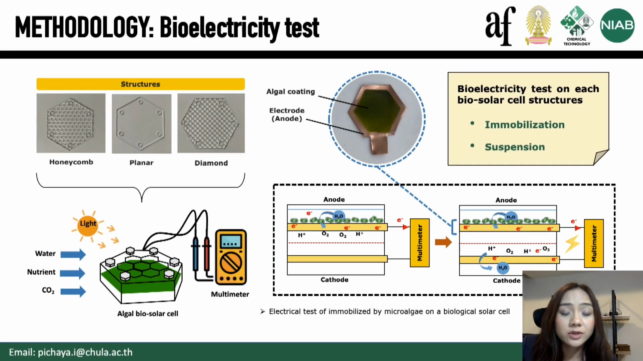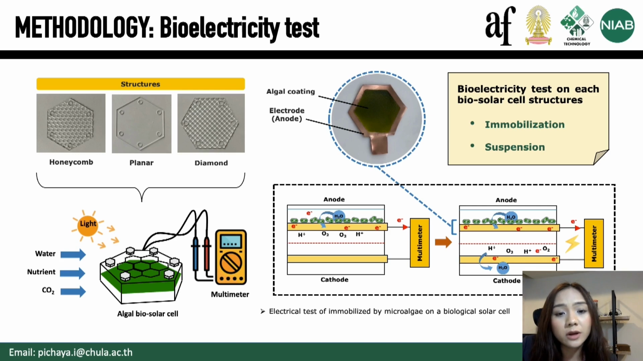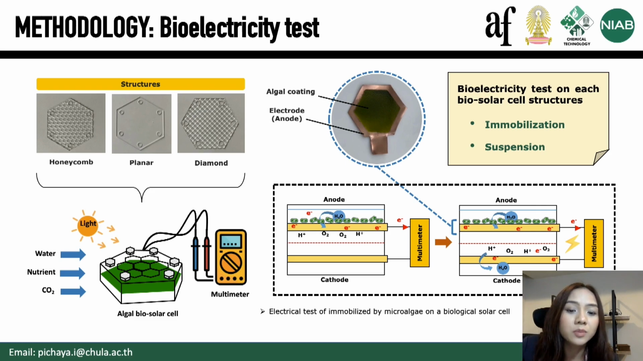For the bioelectricity test, we investigate two parameters. The first one is of course the structures that we vary in 3 levels: honeycomb, planar, and diamond. We also try to compare between the immobilization and the suspension systems to see what kind of enhancement we could potentially achieve if we decide to do the immobilization rather than the suspension arrangement.